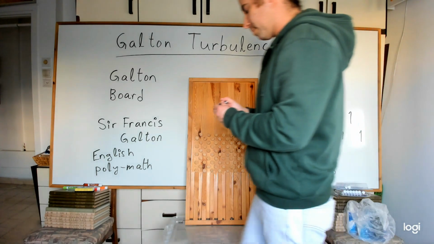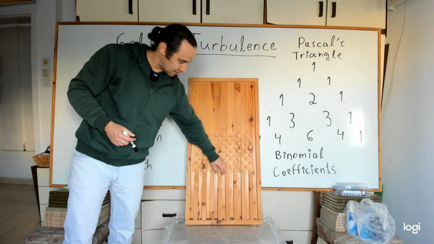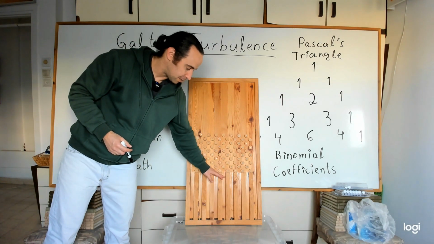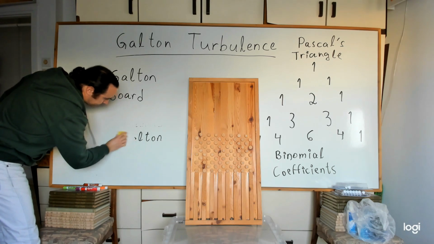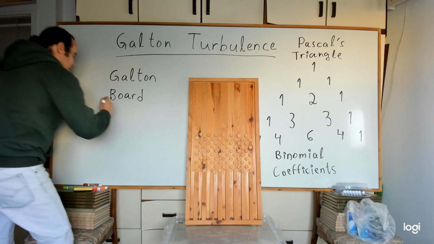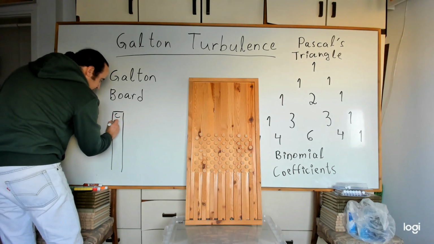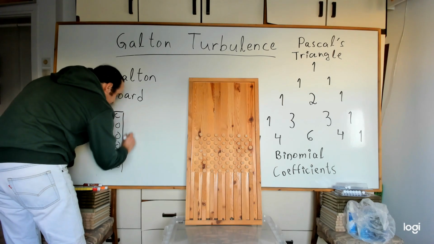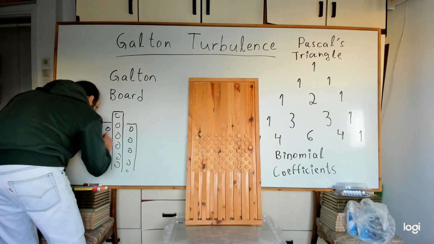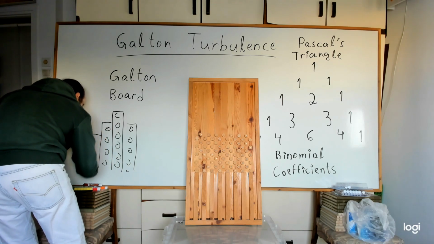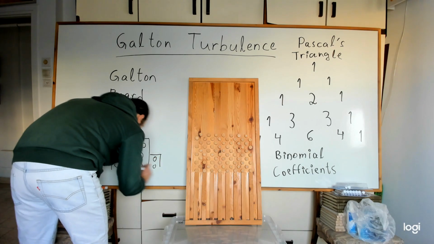And if we would run the Galton board with a lot of balls, you are supposed to see that there are many balls here. There will be a high column in here, many balls here, and fewer balls on the side, and fewer balls on the side, and so on.